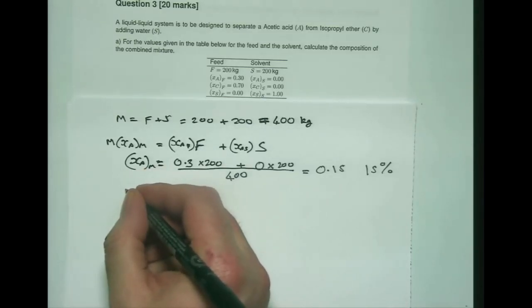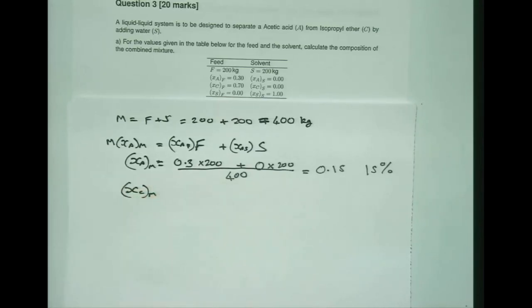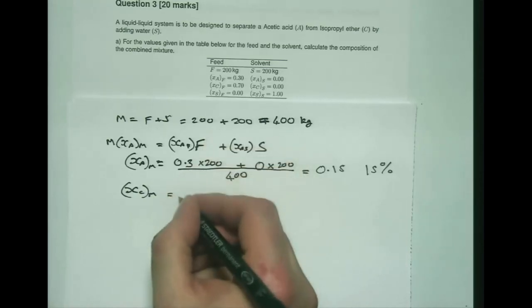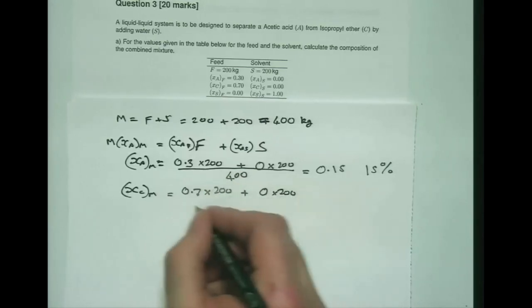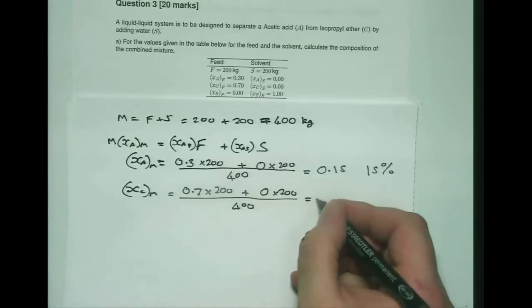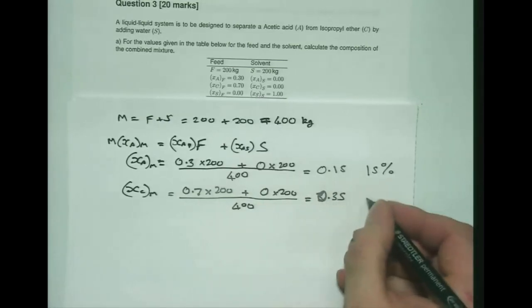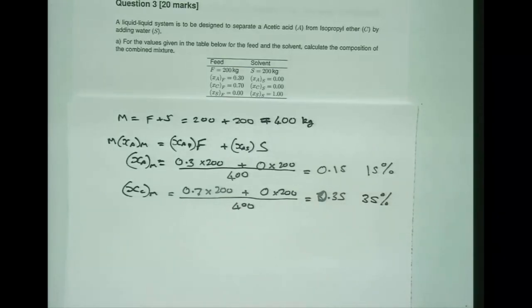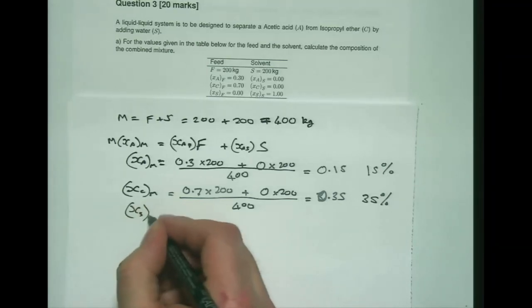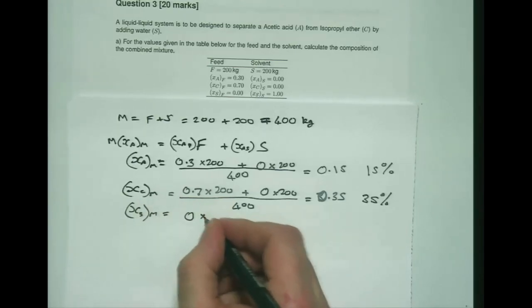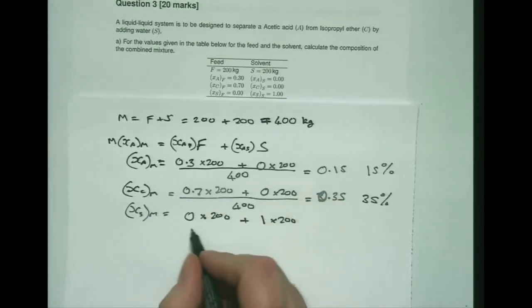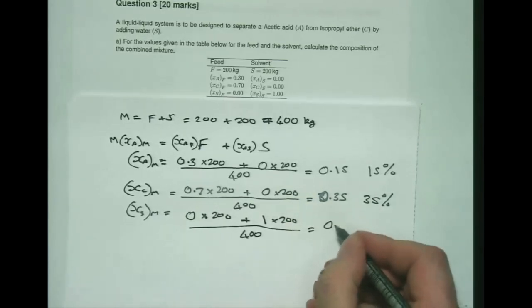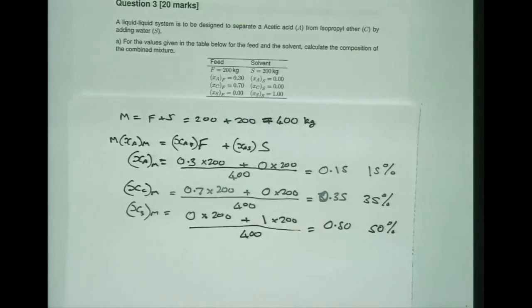We can then do this with our isopropyl ether. So we've got 0.7 in the feed plus nothing in the solvent. That gives us 35% of the isopropyl ether in our mix. And the final one for our solvent. So we know we've got nothing in the feed, but it's 100% in the solvent. Divide that by the total mass of the mix, gives us 50% in mix.